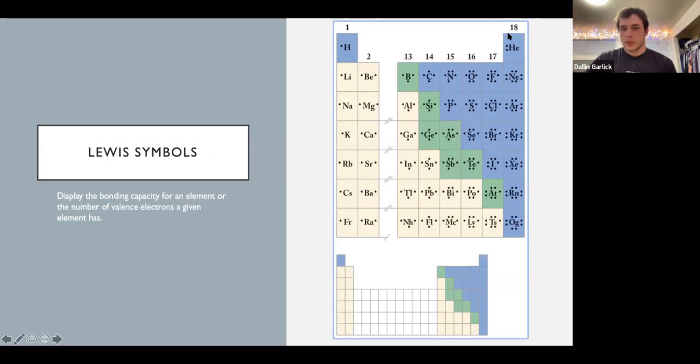To first talk about Lewis structures, let's break it down a little bit more and talk about Lewis symbols. Not sure if you guys can see my little picture, but we'll move that out of the way.